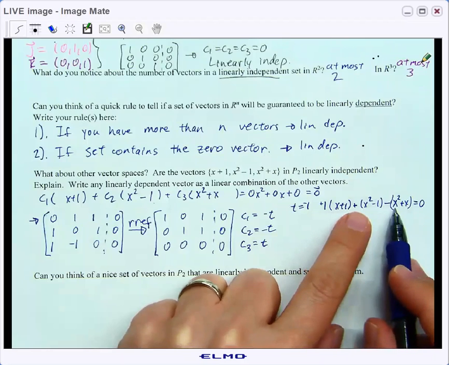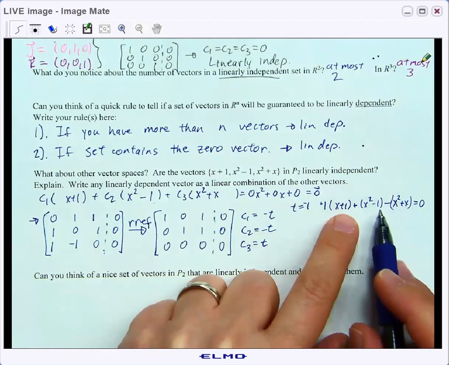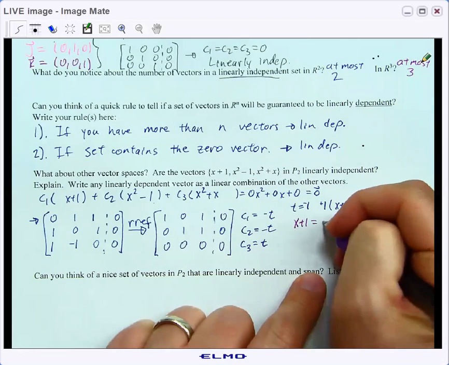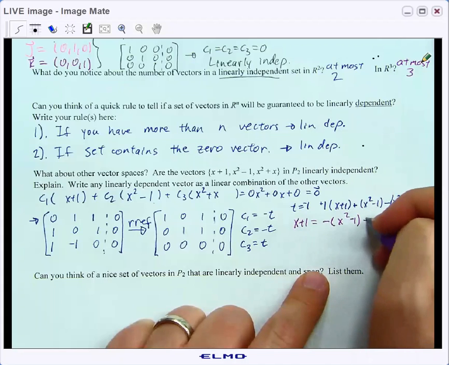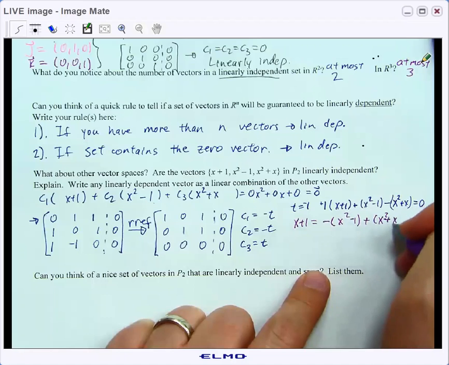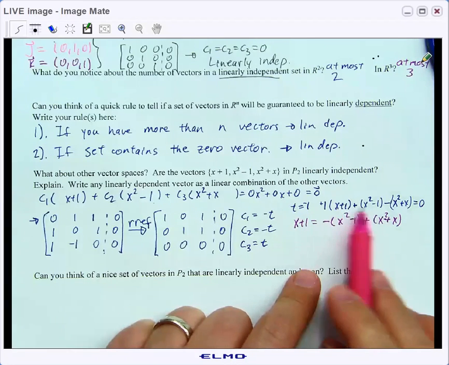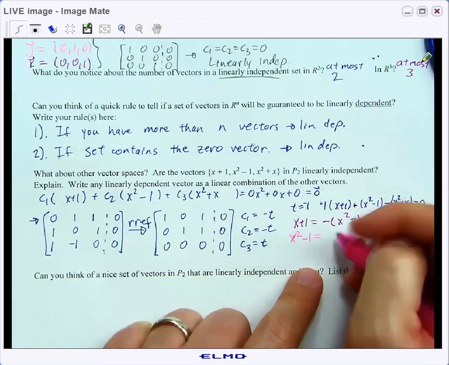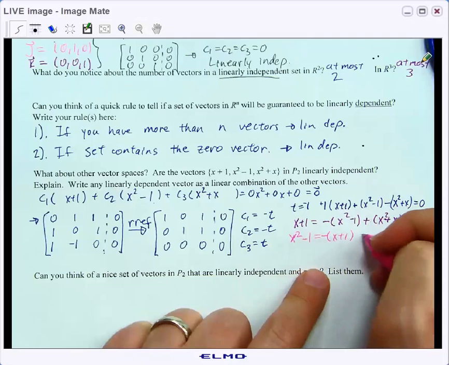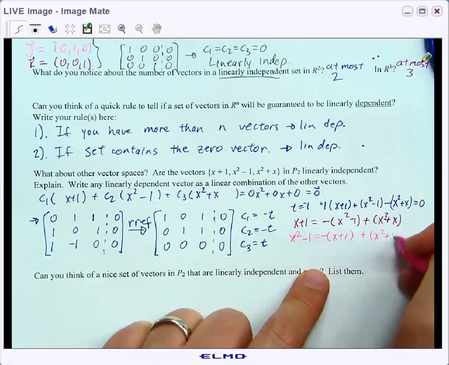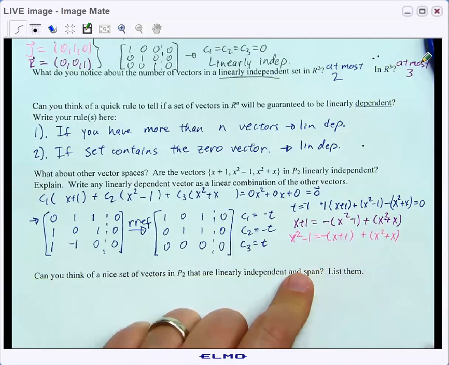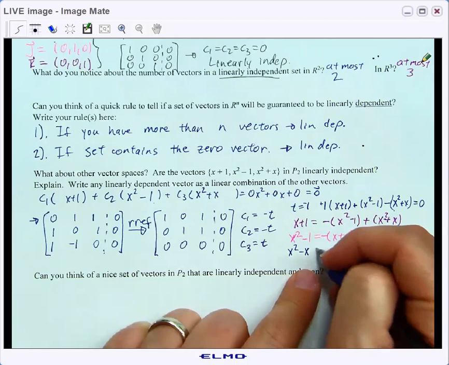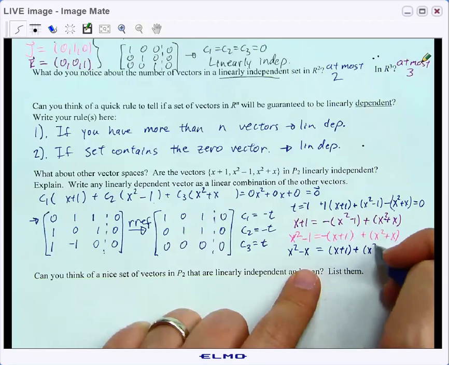And you can see if we do x squared minus x squared, we get 0. x minus x is 0, and 1 plus a negative 1 is 0. So we can then say that x plus 1 is negative x squared minus 1 plus x squared plus x, showing that the first vector can be expressed as a linear combination of the second and third. Similarly, we can show that x squared minus 1 is negative of x plus 1 plus x squared plus x.